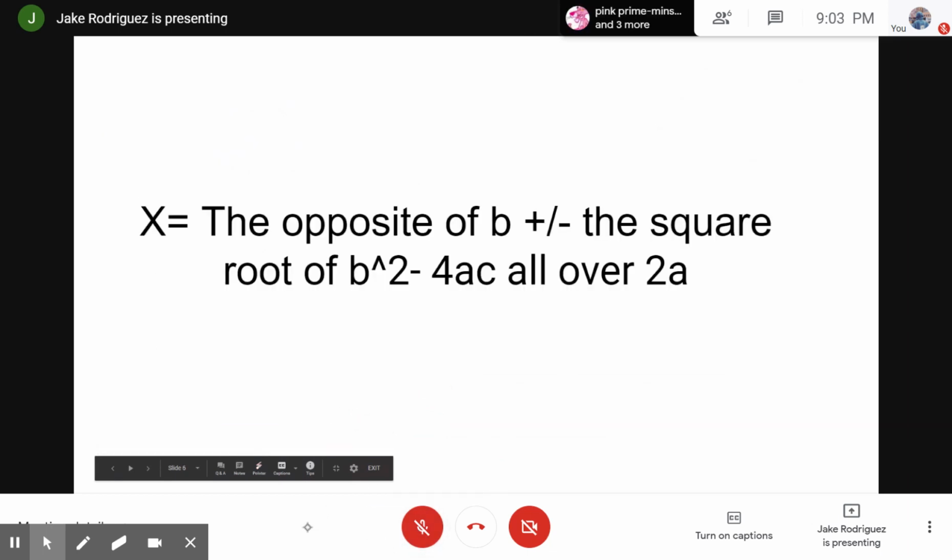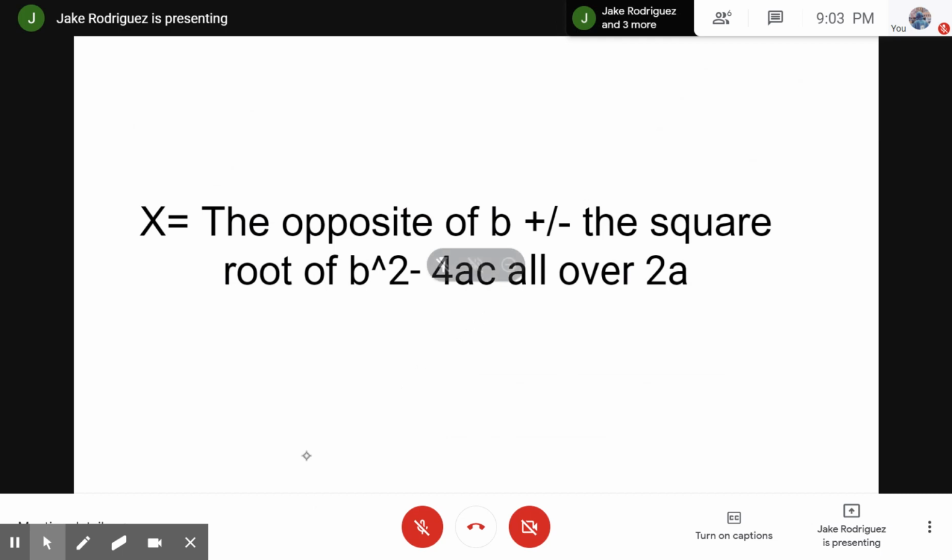And don't forget to sing the quadratic formula song. X equals the opposite of b plus or minus the square root of b squared minus 4ac all over 2a.